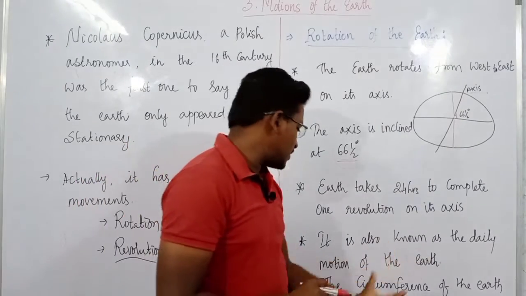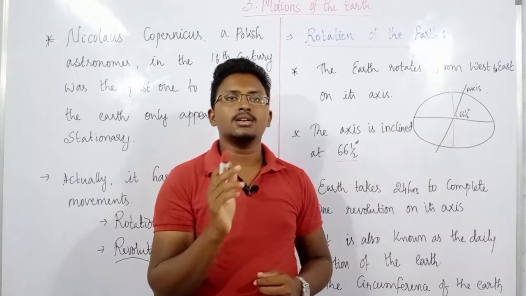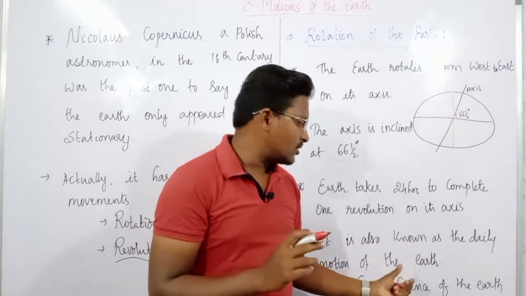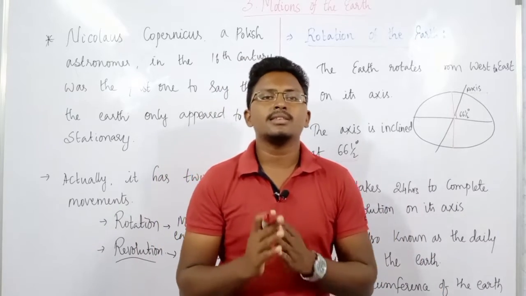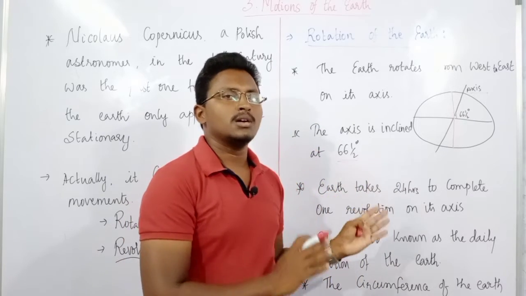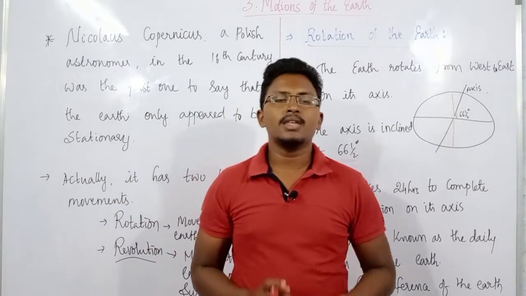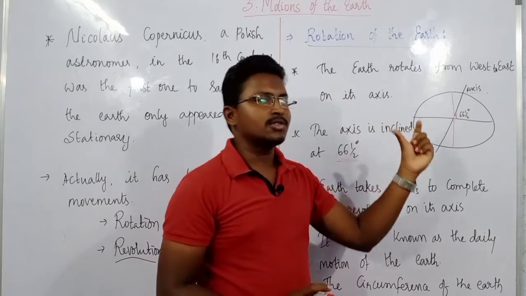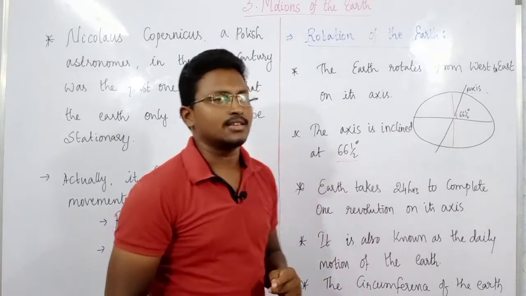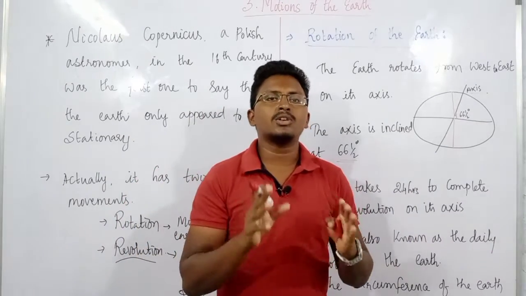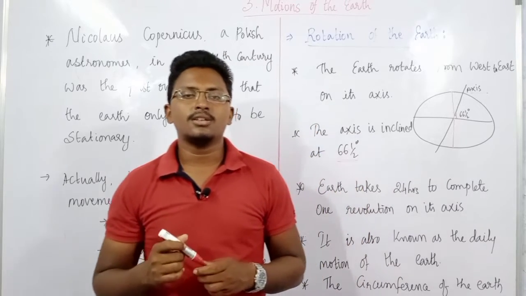And the circumference of the earth at the equator is around 40,000 kilometers, which is also covered within 24 hours by the earth. Next we will discuss the effects of the rotation of the earth. As we have seen, it is rotating on its own axis from west to east at an inclined angle of 66.5 degrees. Now, are there any effects of the rotation of the earth? Let us see.